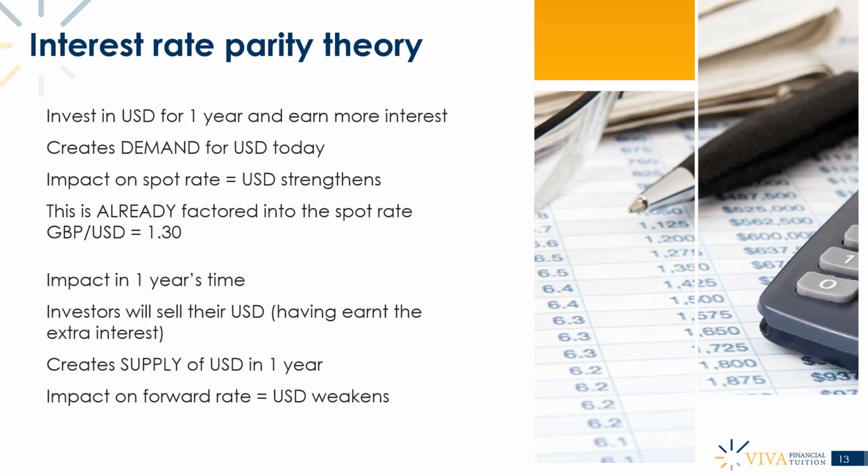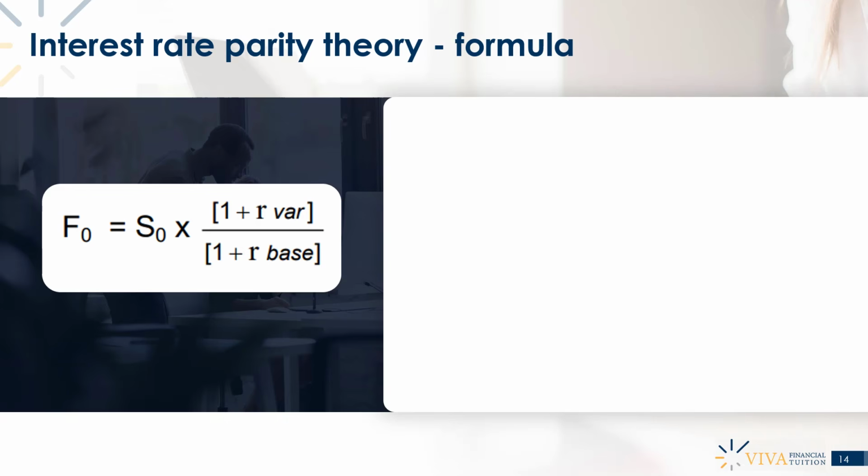Hopefully that makes sense. We're going to do some numbers with that now so you can see it in a bit more detail. And those numbers are going to be based around this horrible looking formula. So let's just explain what goes into this formula first of all. So F0 means the forward rate. F stands for forward and 0 is today, the forward rate today. So the rate we can agree on today. S0 is the spot rate today. So that's the rate we can agree on today to settle today.